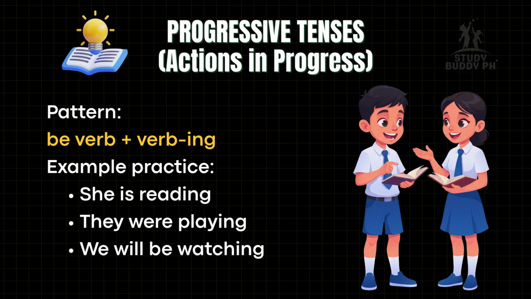Pattern: be verb plus verb ing. Example practice: she is reading, they were playing, we will be watching.